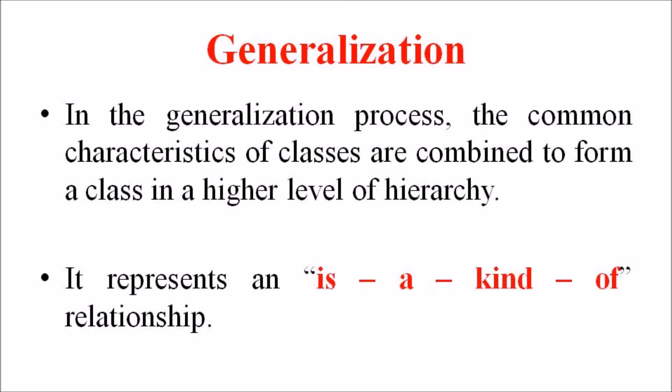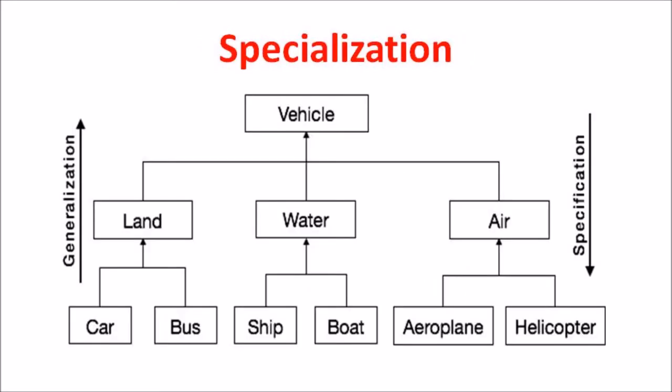The next term is specialization. Specialization is the reverse process of generalization. Here, the distinguishing features of groups of objects are used to form specialized classes from existing classes. It can be said that subclasses are the specialized versions of superclasses.